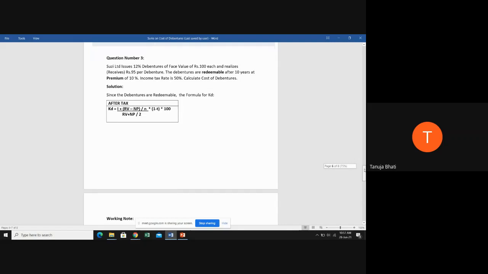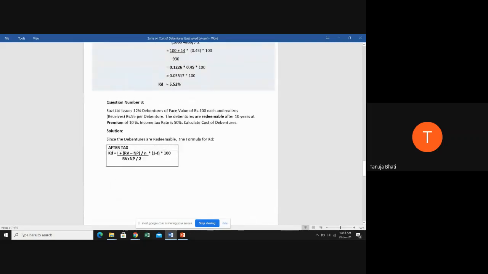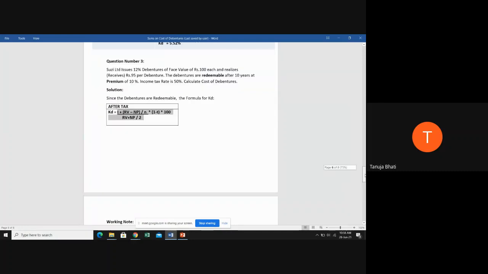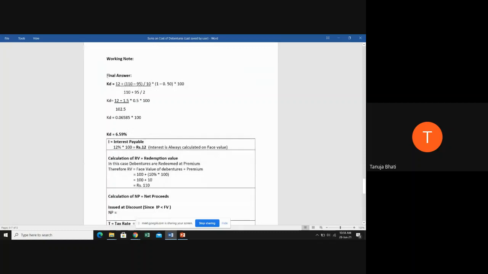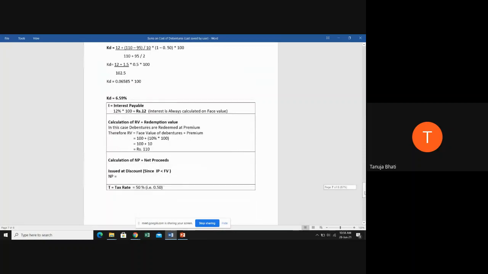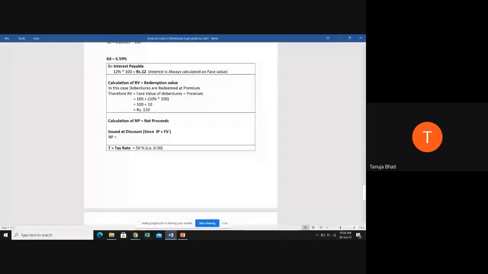Okay, so as you have already told me everything, I have to just put it in the solution. So you know that since the debentures are redeemable, the formula for KD is I plus RV minus NP divided by N, the whole divided by RV plus NP divided by 2 into 1 minus tax rate into 100. So first I will do the working note. I is nothing but the interest payable. Now 12% on the face value, which is 100, which is nothing but 12.